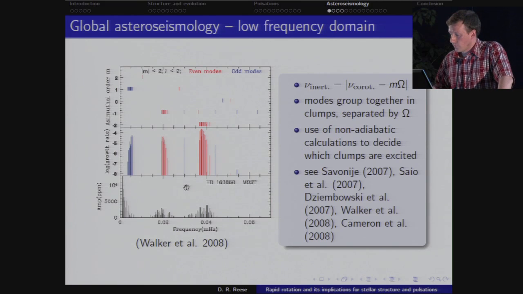And of course, then you can use more sophisticated techniques using, for example, non-adiabatic calculations to see which clumps are more likely to be excited, as was done, for example, in articles by Li and co-authors. And so here's various references on this star and similar stars.